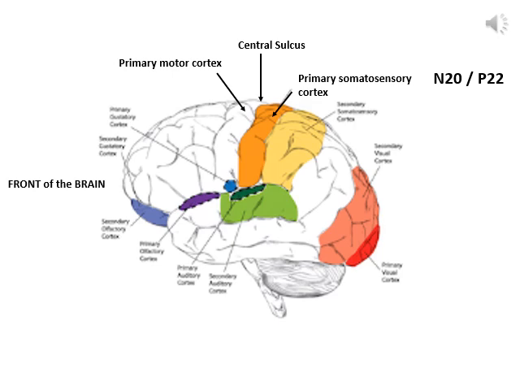This is a view looking at the left side of the brain, with the front of the brain on the left side of your slide. The sensory cortex is colored orange and is located on the postcentral gyrus, just behind the central sulcus. Just in front of the central sulcus, on the precentral gyrus, is the motor cortex. Because this is the left hemisphere, stimulation of the right median nerve would generate a response in this hemisphere.